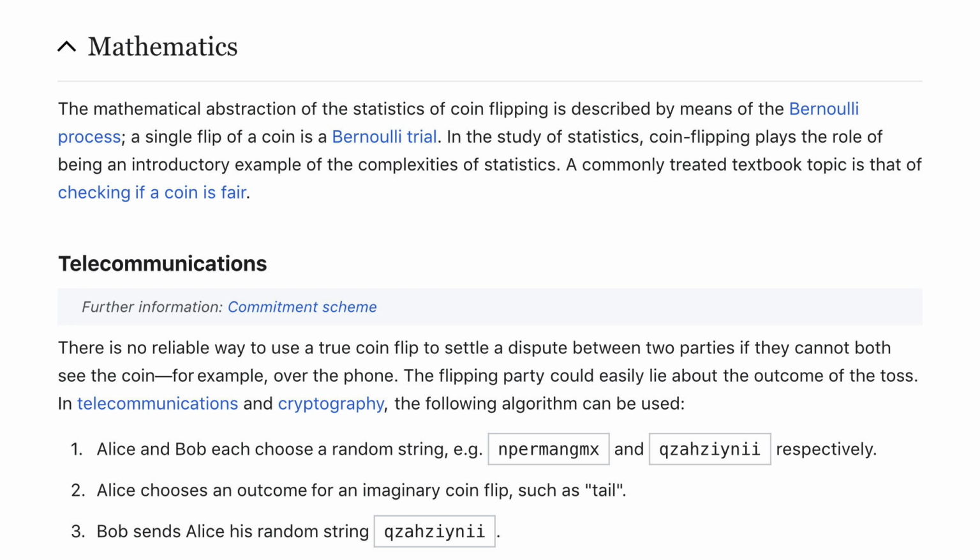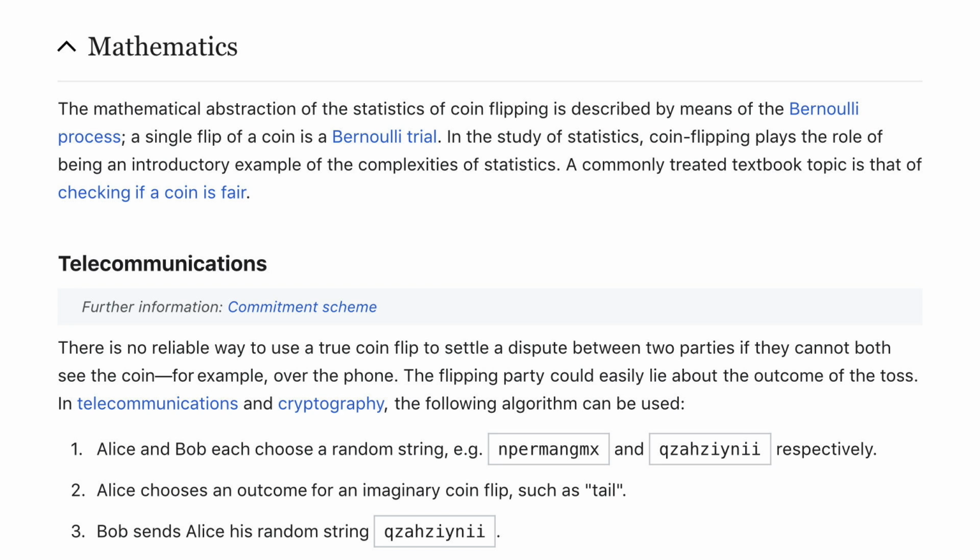Mathematics. The mathematical abstraction of the statistics of coin flipping is described by means of the Bernoulli process. A single flip of a coin is a Bernoulli trial. In the study of statistics, coin flipping plays the role of being an introductory example of the complexities of statistics. A commonly created textbook topic is that of checking if a coin is fair.